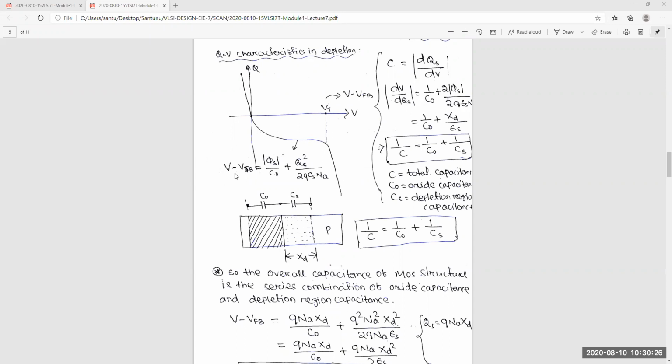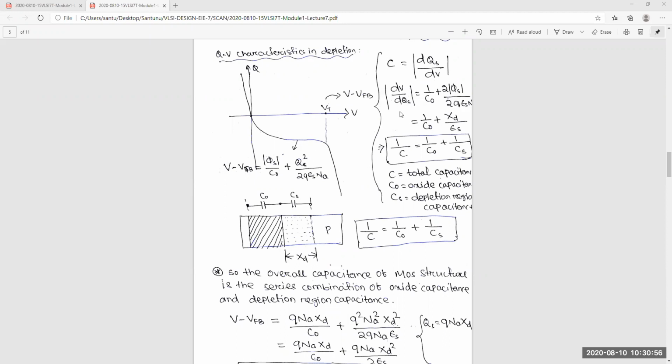This is the flat band voltage. V minus V flat band is equal to Qs by C0 plus Qs square by 2q epsilon s Na. So this part we will differentiate. This is the charge. You can differentiate this with respect to the voltage, or with respect to charge. So 1 by C will come, because C is equal to dQs by dV. Now dV by dQs is equal to 1 by C.